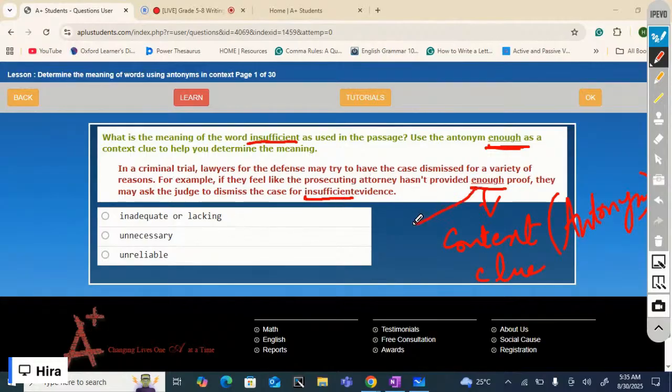Using enough as a context clue, using the opposite, the antonym enough as a context clue. What do you think is the meaning of insufficient? Insufficient, enough, they are opposites. What is the meaning of insufficient?